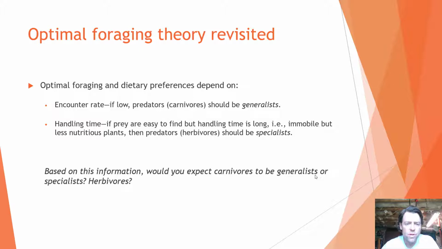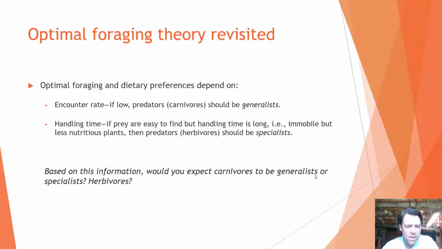So if this is true, then the predators, the herbivores, should be specialists. They should identify some plant that is palatable to them, so to speak, and they have evolved a sort of relationship with it that makes it easier for them to digest and get as much nutrition out of that plant as possible.